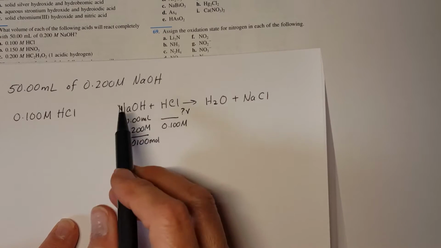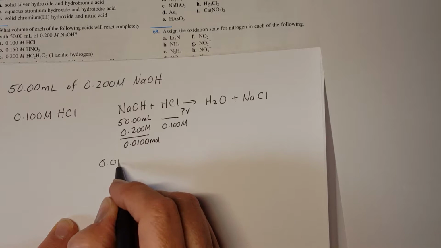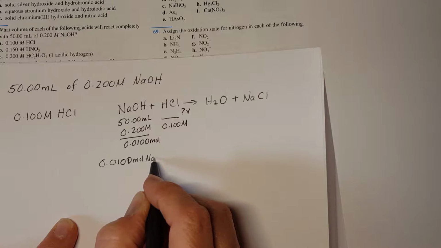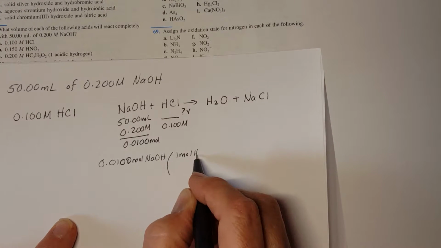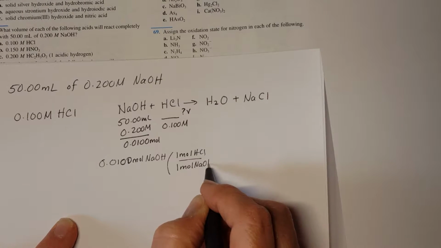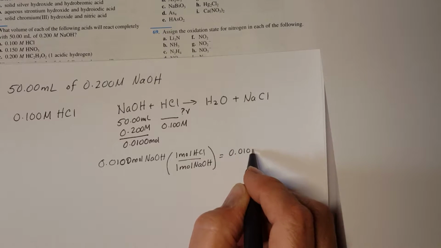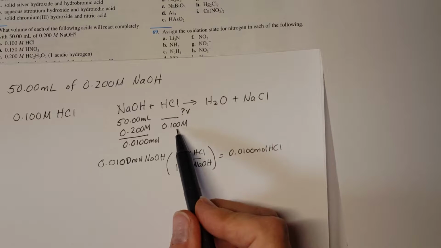So we know in this reaction it's a 1-to-1. If I did the stoichiometry, we would say 0.0100 moles of NaOH. And I'm going to need 1 mole of HCl to react with 1 mole of NaOH. And so I know that I'm going to also need 0.0100 moles of HCl. And we're going to get that out of this concentration.